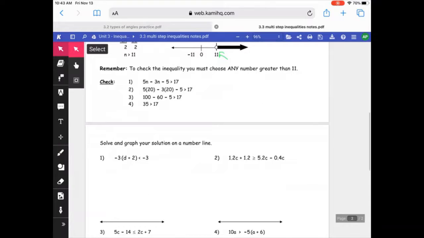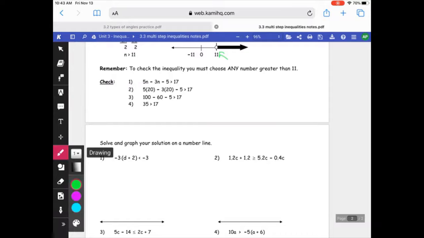Okay, now to check, we've talked about checks before. We're going to take any number that's greater than 11. So we took 20 here. And we're going to plug it in wherever we see an n. Okay? When I do that, I'm going to get this.